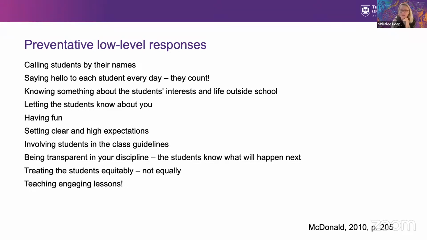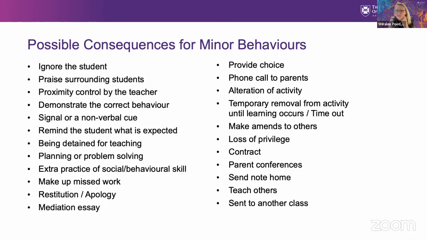But if students are doing the wrong thing, sometimes I might ignore them. Sometimes I might praise the other students who are doing the right thing. Sometimes I might go and stand next to that student, and just by being next to them, I mentioned before, we call that proximity control. So just by standing next to that student, they might start to behave. Sometimes I might stop the whole class and we might demonstrate the right behaviour again.